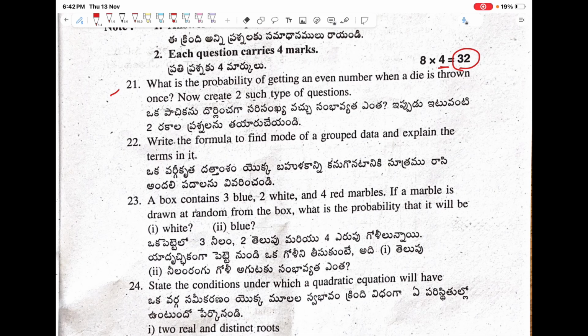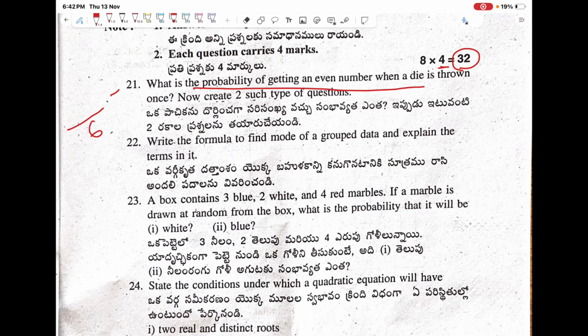Now create two such types of questions. First, a combination of two questions, this one. First, let us see what is the probability of getting an even number when a die is thrown. Whenever you are facing a probability question, you have to focus first on the total outcomes. When you are throwing a die once, which means the die contains 6 faces, the total outcomes are 6.